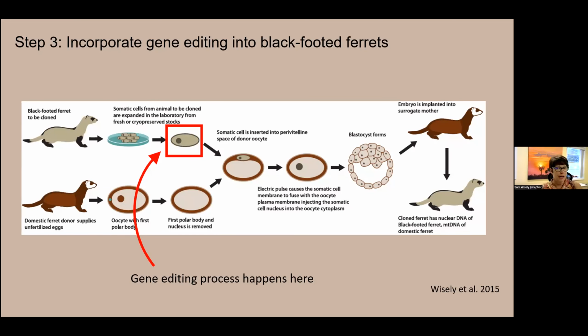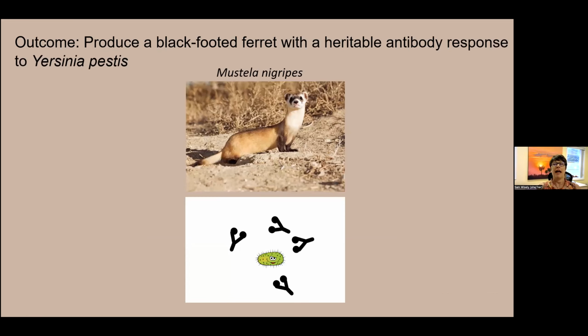But step 3, which is not happening yet because the first 2 steps are still underway, would then be to gene edit this black-footed ferret genome and continue this cloning process so that this resulting black-footed ferret might then have the heritable antibody response to Yersinia pestis. That is the overall goal of this gene editing process.